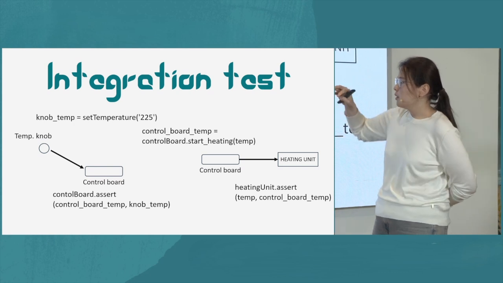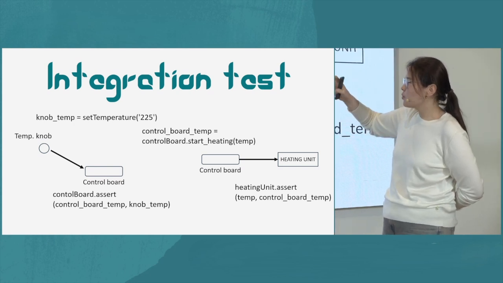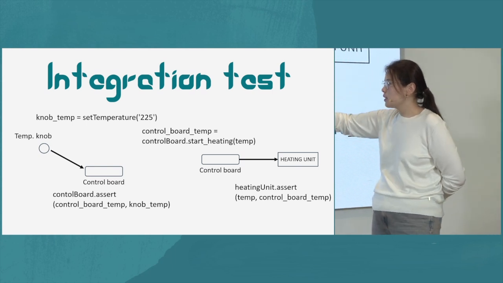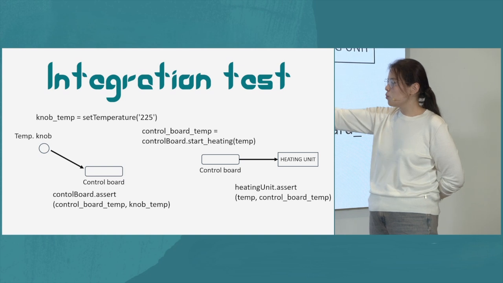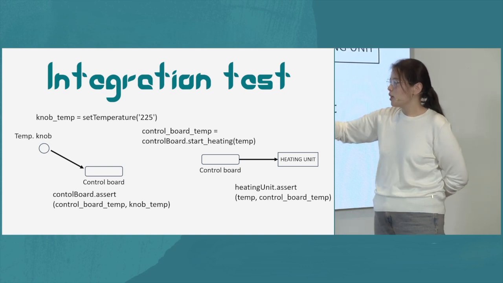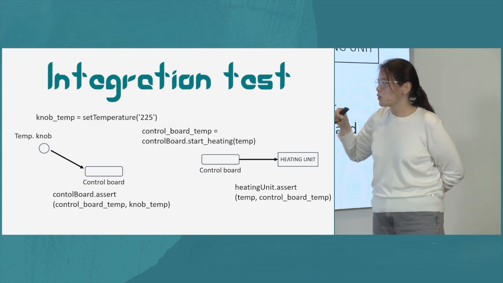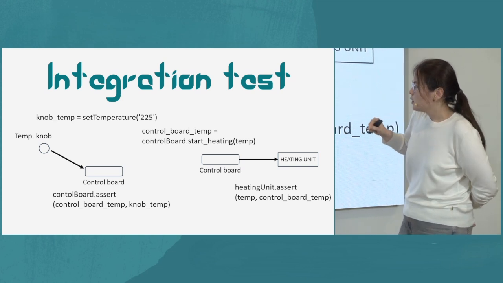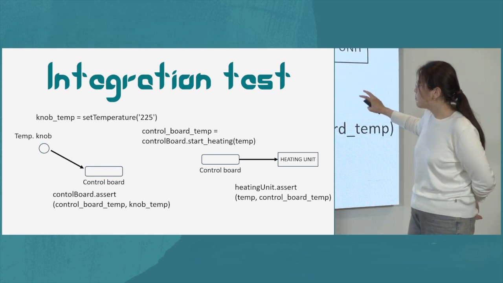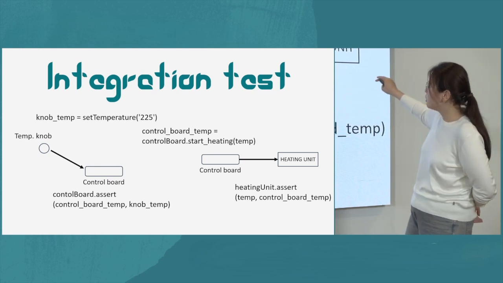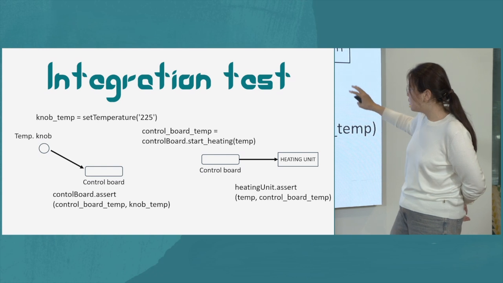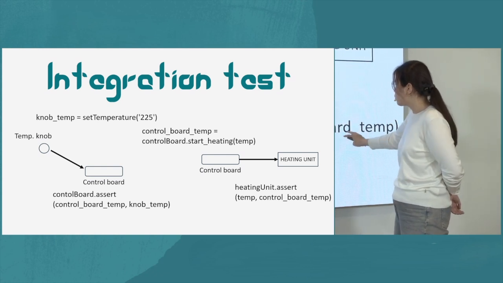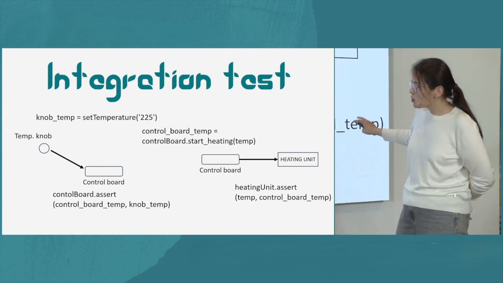And you can see that this is pseudocode as well. So knob temp, set temperature to 25. We send this message to the control board, then assert that the one received by the control board is equal to the knob temperature. The same is happening here as well. Control board and heating unit, the logic is the same. The heating unit just asserts that the temperature it received and the one the control board has match.